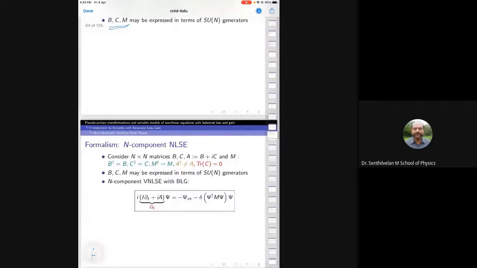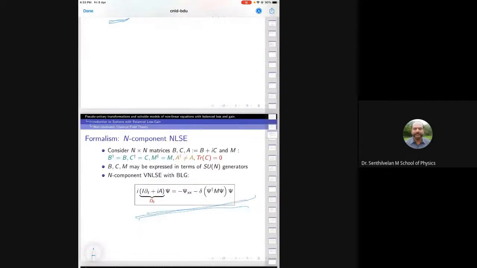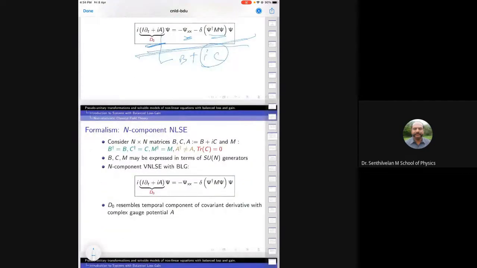With this notation, for any number of components, this is the expression. This is the vector nonlinear Schrodinger equation. Note that A is B plus iC, so this term is contained here, and this is the standard dispersion term. This is the nonlinear term. Here I have written D naught. Those who are familiar with field theory, not a basic course, say non-abelian gauge fields, will know that this has the form of the temporal component of the covariant derivative. This is just for information, I won't go into detail about it. So D naught resembles the temporal component of a covariant derivative with a complex potential, but it has significance, so that's why I mentioned this connection. It does not simply mean that this looks like that. One can exploit this relation to do many calculations.